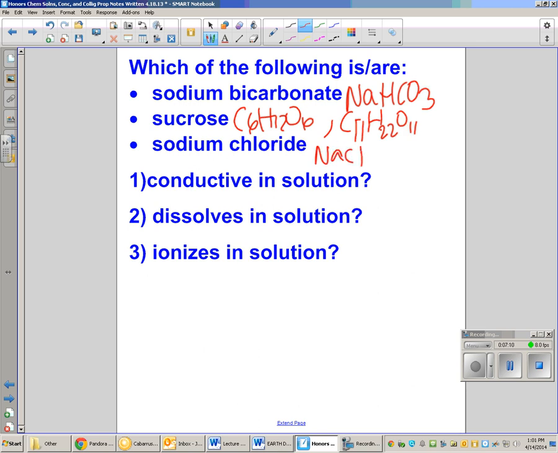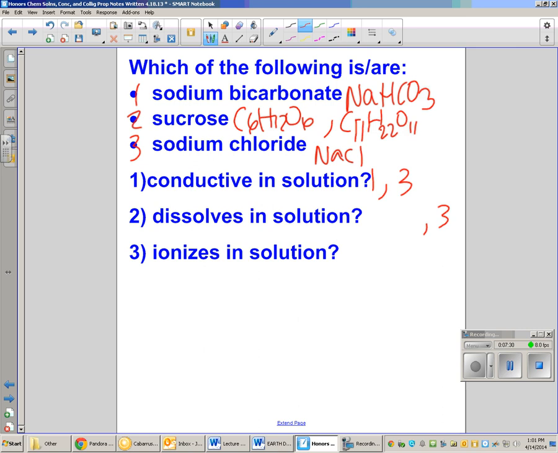Okay, so knowing that much, which is conductive? Or which are conductive? It can be more than one. 1 and 2. So one is conductive, and 3. Okay, let's check that in a second. Dissolves in solution? 3 for sure.